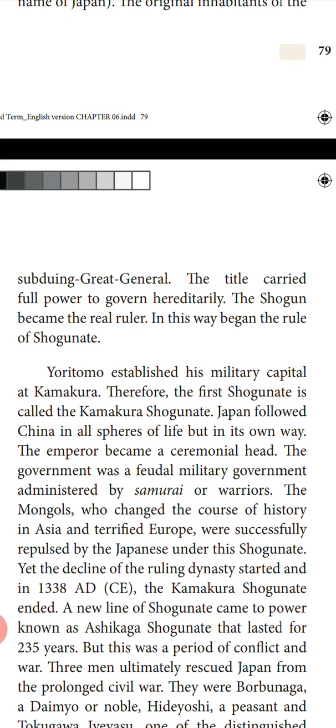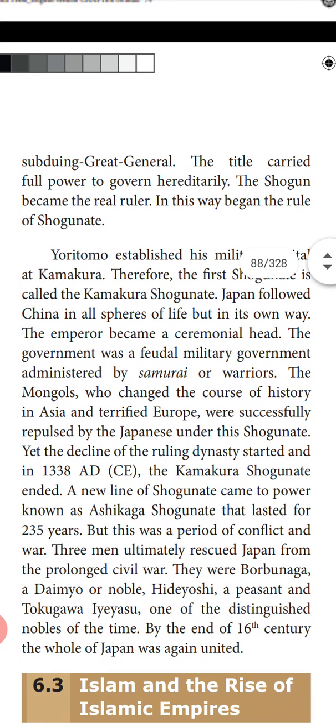The Mongols, who changed the course of history in Asia and terrified Europe, were successfully repulsed by the Japanese under this shogunate. Yet the decline of the ruling dynasty started in 1338 AD. The Kamakura shogunate ended. A new line of shogunate known as the Ashikaga shogunate came to power and lasted for 235 years. But this was a period of conflict and war. Three men ultimately rescued Japan from the prolonged civil war. Who were the three men?